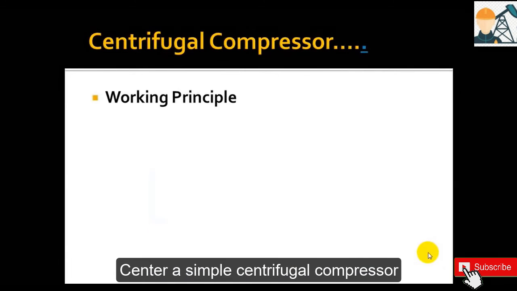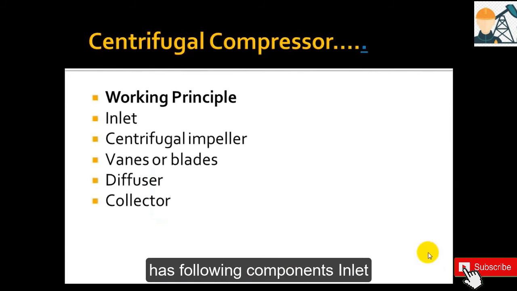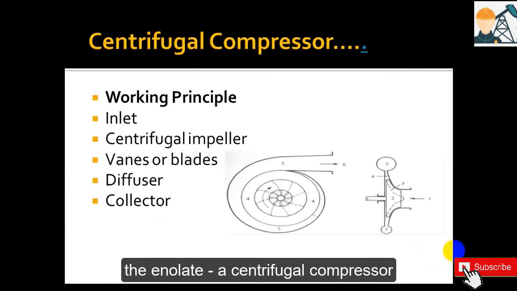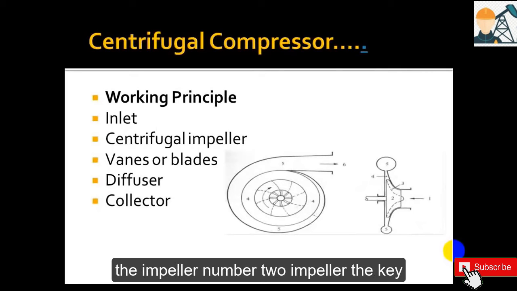A simple centrifugal compressor has the following components: inlet, centrifugal impeller, vanes or blades, diffuser, and the last one is the collector. Inlet. The inlet to a centrifugal compressor is typically a simple pipe. Low pressure refrigerant or gas enters the compressor through the eye or inlet of the impeller.